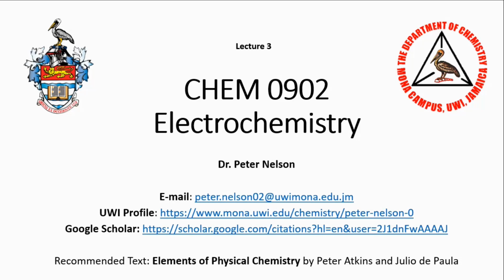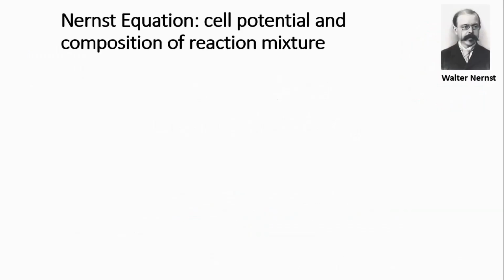Students, welcome to our third lecture in this Chem 0902 electrochemistry course. Now we want to look at the Nernst equation, which was developed by Walter Nernst. This equation allows you to understand how the concentrations of the species in solution affect the cell potential. That is the potential that you measure on your voltmeter.